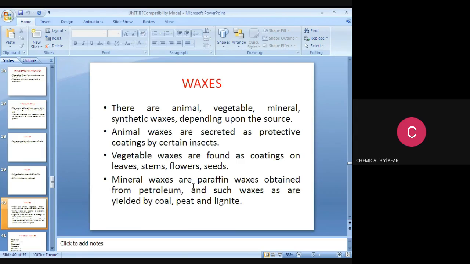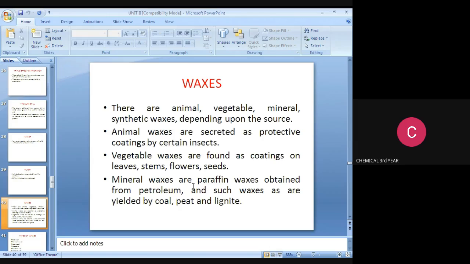Waxes. What is wax? There are animal, vegetable, mineral, and synthetic waxes, depending upon the source. Animal waxes are secreted as a protective coating by certain insects. So what are the different types of waxes? Vegetable waxes are found as a coating on leaves, stems, flowers, and seeds. Mineral waxes include paraffin wax obtained from petroleum; such waxes are also yielded by coal, peat, and lignite.